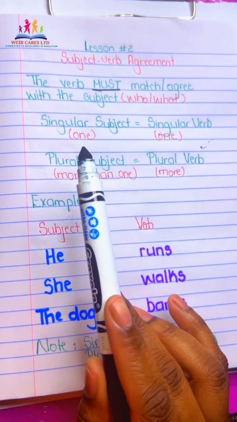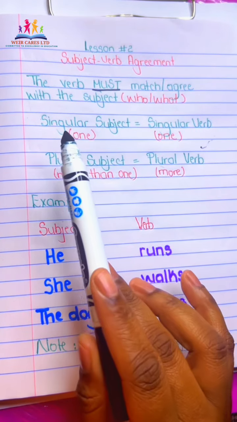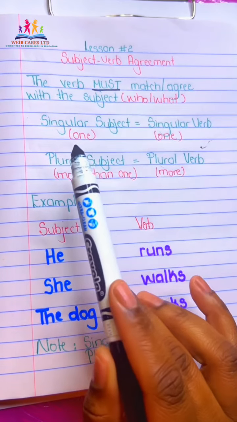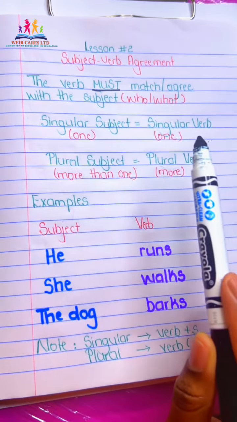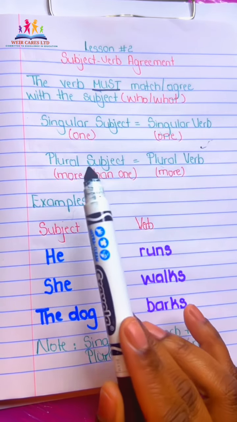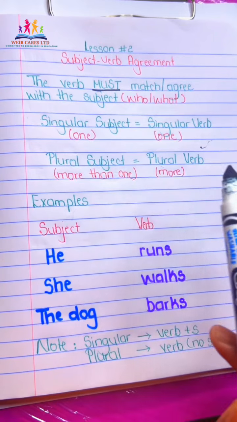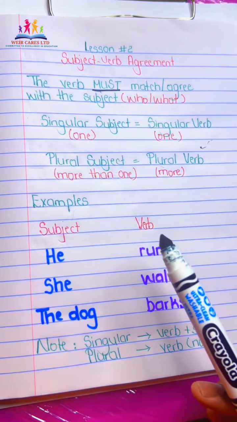Now, let's look at the first rule, the simplest rule of them all. A singular subject must take a singular verb. Singular meaning one, so a singular subject must take a singular verb. However, a plural subject, which means more than one, must take a plural verb. Let's look at our example.